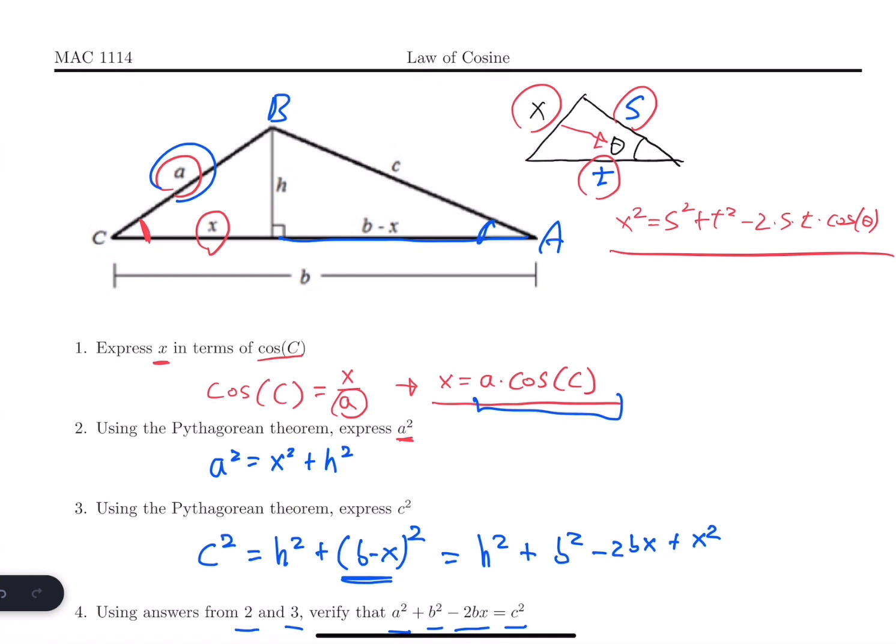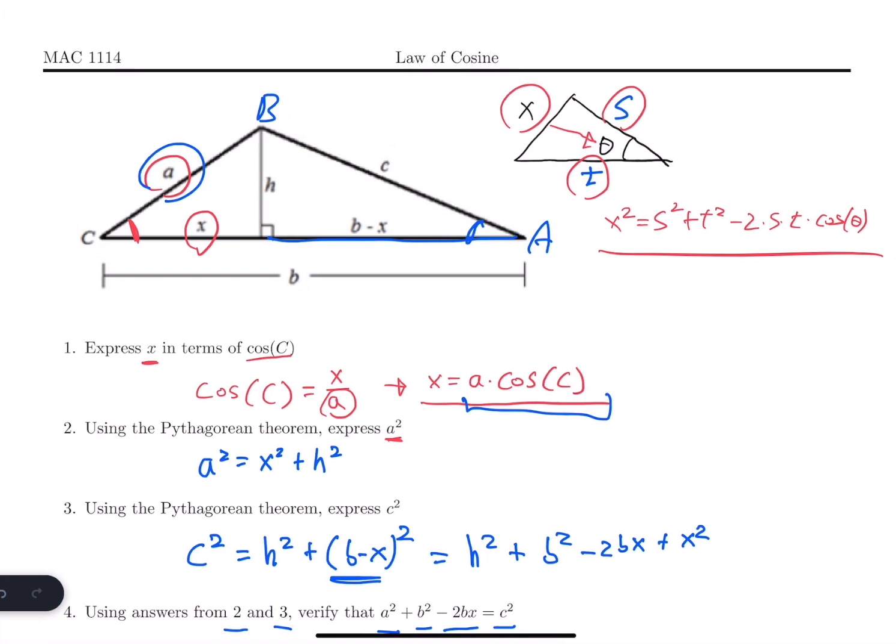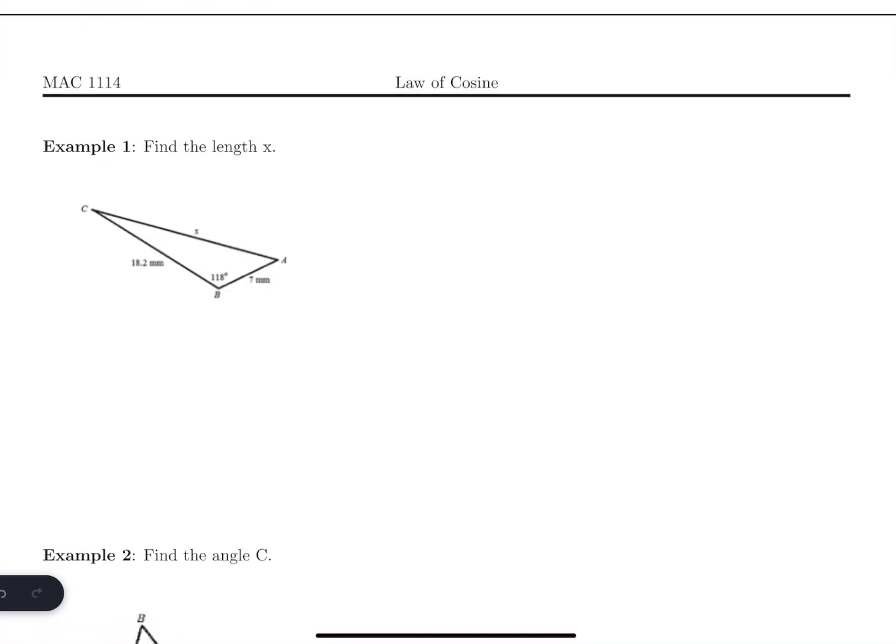So let's see how we can apply this. All three lengths don't always have to be given. If two lengths and the angle between them are given, we can also use this to find the third length, and vice versa. So three things must be given: all three lengths, or two lengths with one angle, for the law of cosine to be effective. Okay. So let's look at examples.